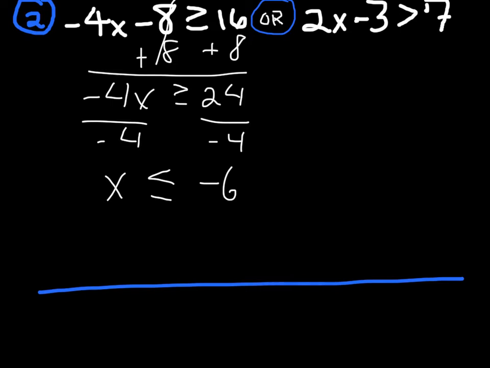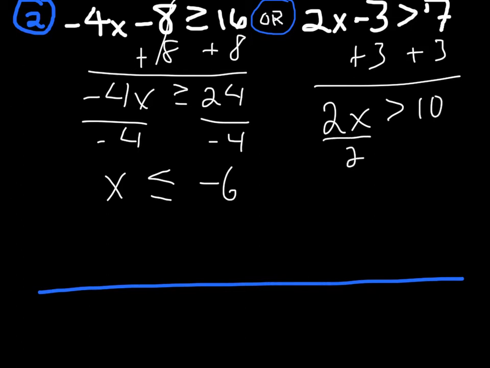Then I'm looking at my right side inequality. We have 2x minus 3 is greater than 7. So I need to add 3 to both sides. I have 2x is greater than 10. Divide by 2 to get x is greater than 5.